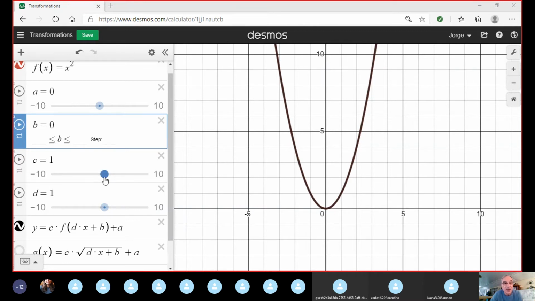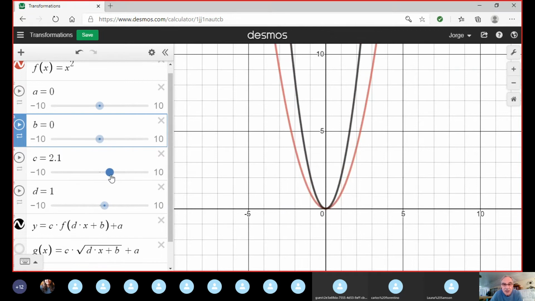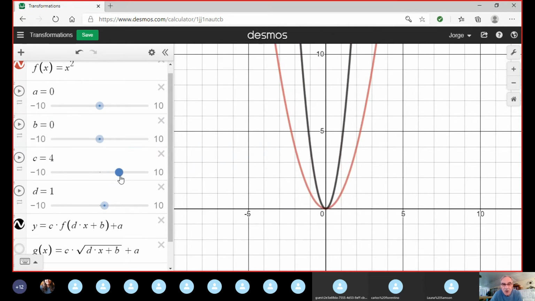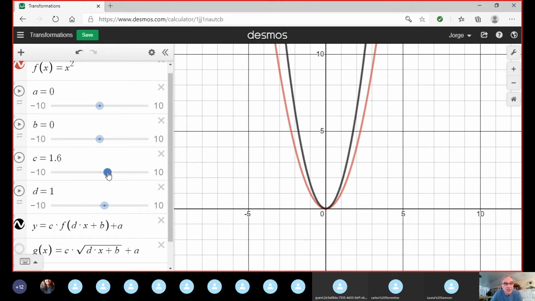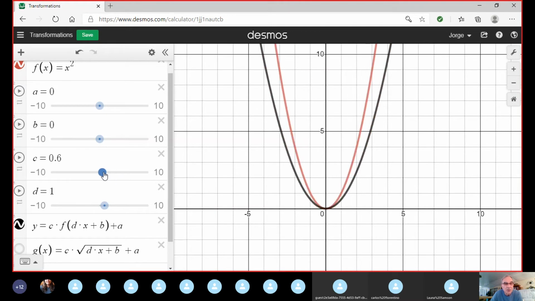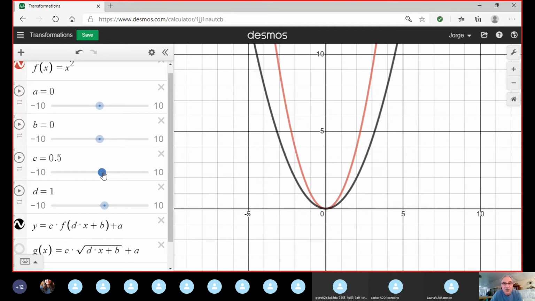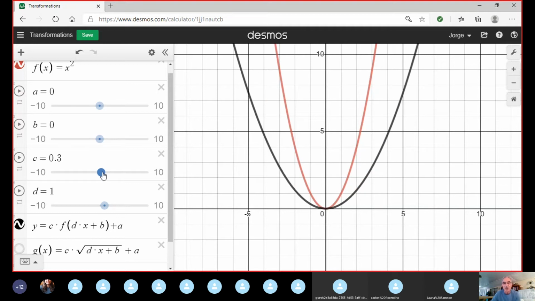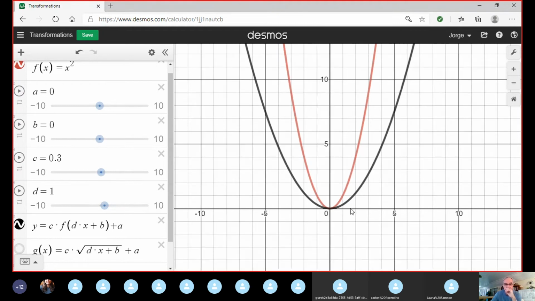Pay attention. When I increase, see, narrow. When I decrease, for example, this is 3.7, 4.2. Suppose now it is a number less than 1. Suppose 0.6, it is wider and wider. But I have more for you.